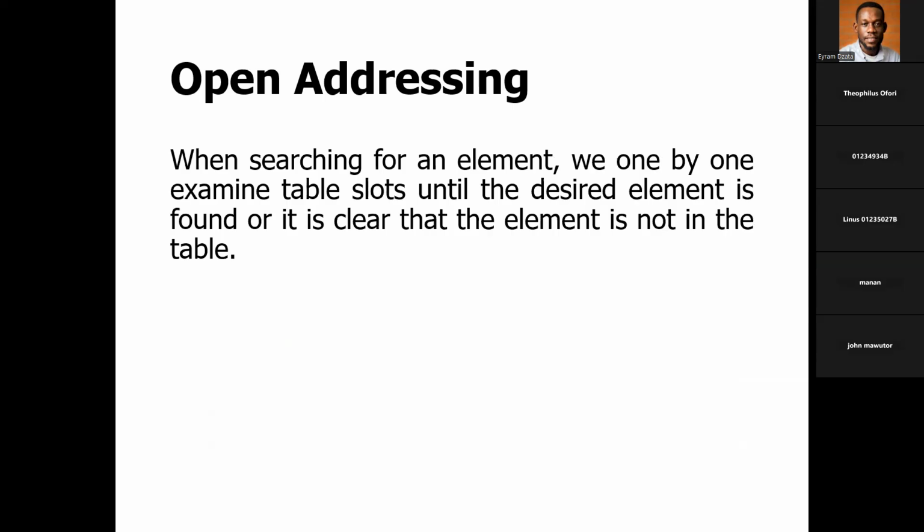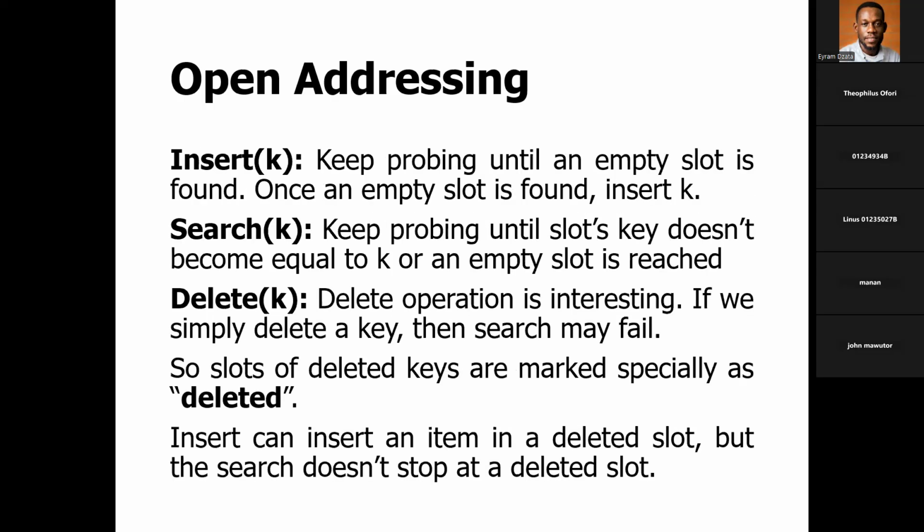Now, when searching for an element, we one by one examine the table slots until the desired element is found, or it is clear that the element is not in the table. Now, to insert key K, you keep probing until an empty slot is found. Once the empty slot is found, you insert K. Okay. Now, this is what it means.